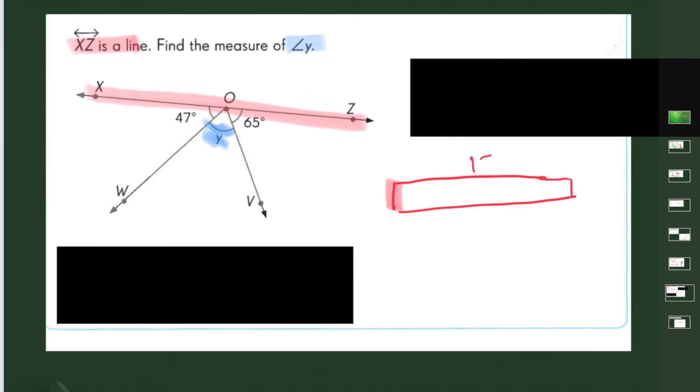Okay, our whole is 180, right? The straight angle is 180. Now we know two parts. We know 47 degrees is one angle that makes up the 180 degrees. And we know the other part is 65 degrees. That other angle makes up the other part. The missing part, or angle Y, that would be our question mark. That's the part we're looking for. So pause the video, see how you would solve to find the missing angle.